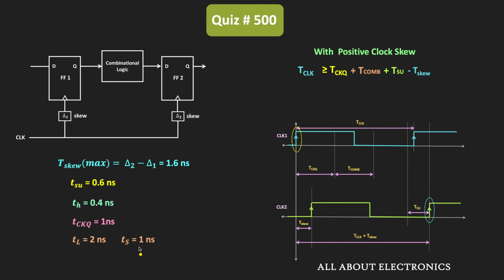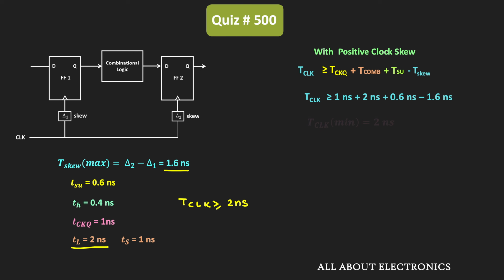So here, for the combinational logic, the maximum propagation delay is equal to 2 nanosecond. So with that, if we find the minimum required clock duration, then that is equal to this 1 nanosecond plus 2 nanosecond plus setup time is equal to 0.6 nanosecond minus t skew, that is equal to 1.6 nanosecond. So from this we can say that this t clock should be greater than or equal to 2 nanosecond. That means here the minimum required clock period for the given circuit is equal to 2 nanosecond.